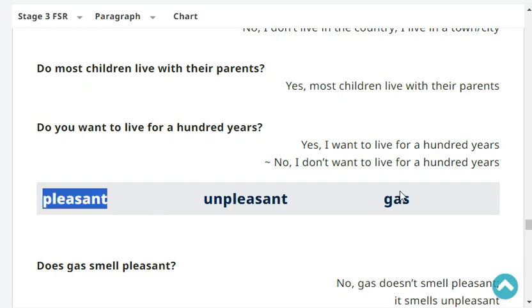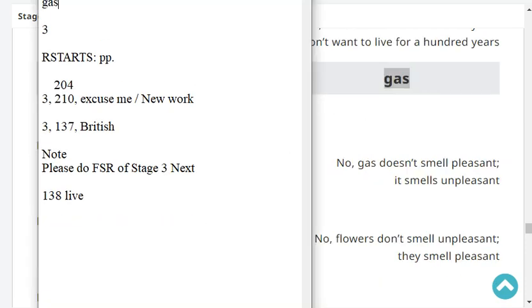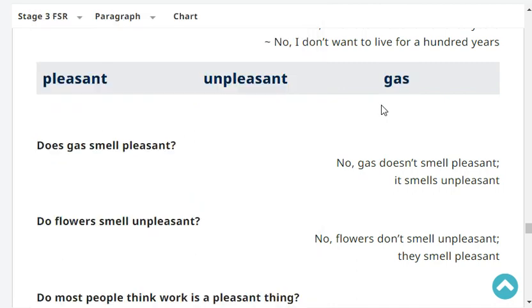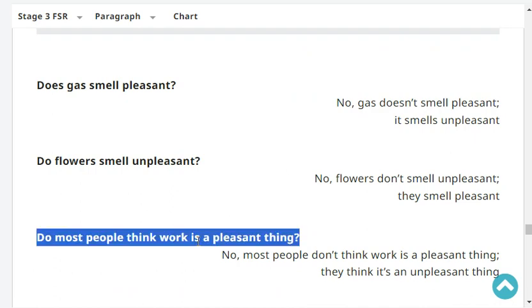Does gas smell pleasant? No, gas doesn't smell pleasant. It smells unpleasant. Very good. Okay. Do flowers smell unpleasant? No, flowers don't smell unpleasant. They smell pleasant. Very good. Oh, but we only have a few seconds.